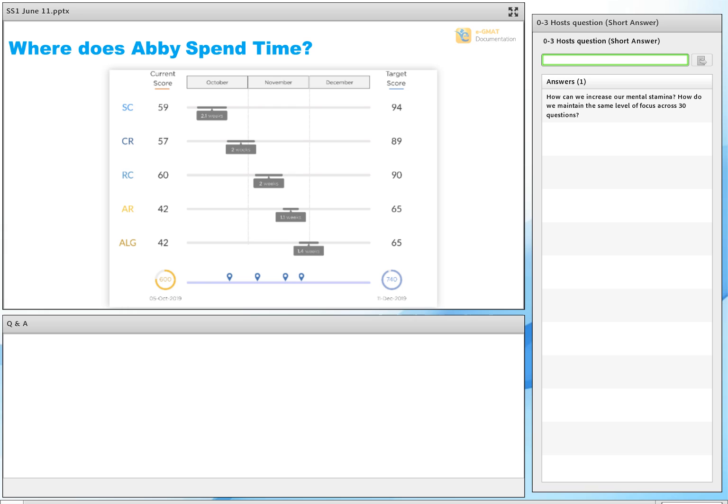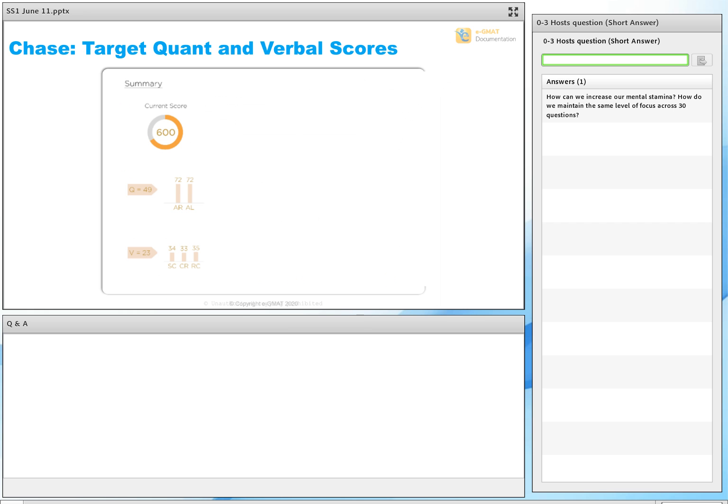Not only that, the planner also tells you how long Abby will need, this dedicated time, to go from a 59th or 60th percentile in SC to a 94th percentile in SC. You can see that ability score is quantified over here. A 57th percentile in CR to an 89th percentile in CR. Similarly, a 42nd percentile in arithmetic to a 65th percentile in arithmetic over here.